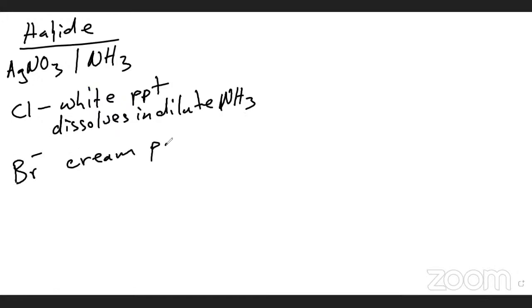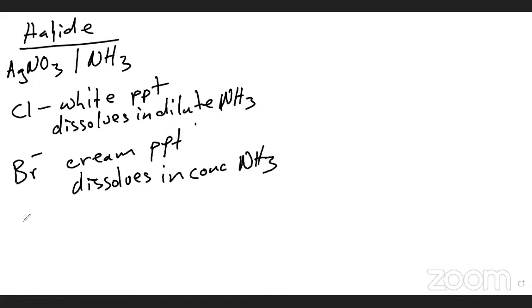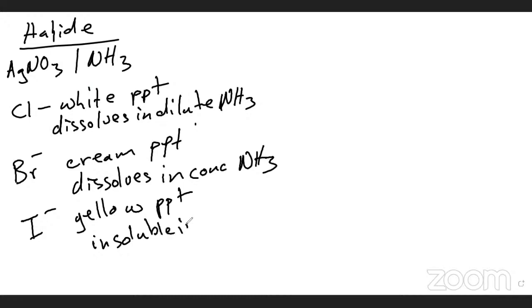So the bromide ion, you get a cream precipitate. It dissolves in concentrated ammonia. And iodide gives a yellow precipitate, it is insoluble, so it will not dissolve. So just remember those for your halogens.